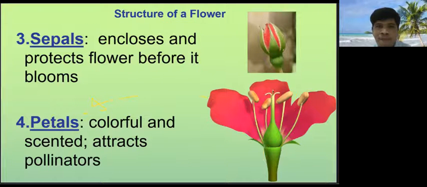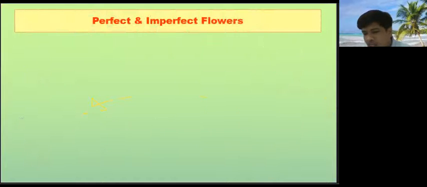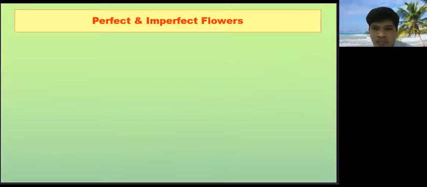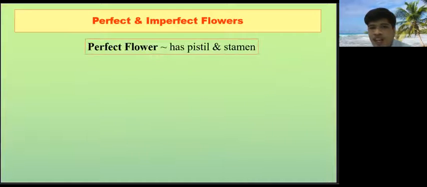Okay, next we have different types of flowers. We have what we call perfect and imperfect flowers. Now, what is the difference between perfect and imperfect flower, teacher? When we say a perfect flower, it has the pistil and the stamen. Meaning in one flower, it has both the pistil and the stamen. You can find both in one flower.